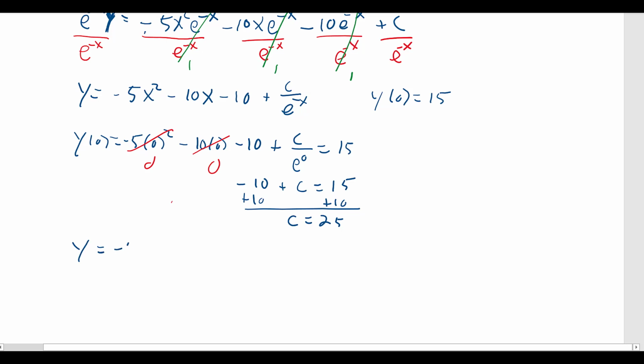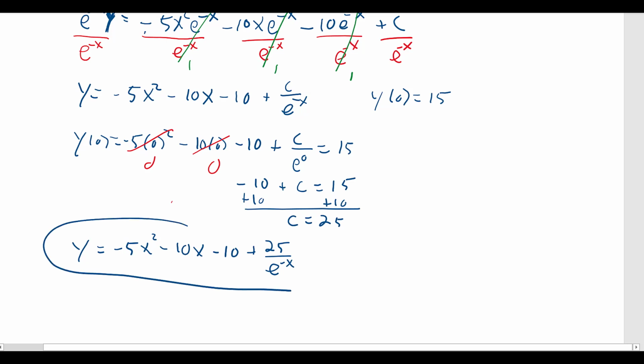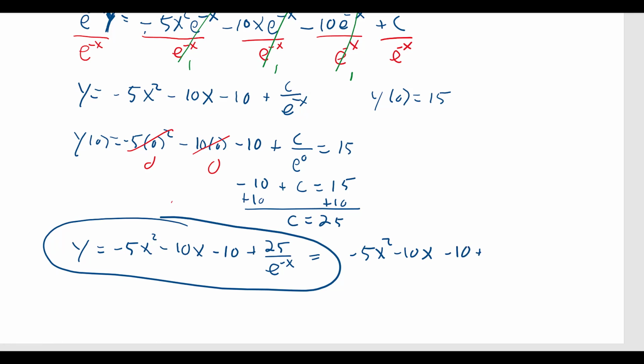So y equals negative 5x squared minus 10x minus 10 plus 25 over e to the negative x. I probably should have done this, thought about it, but didn't write it this time: y equals negative 5x squared minus 10x minus 10 plus 25 e to the x. There we go. I hope that helps.